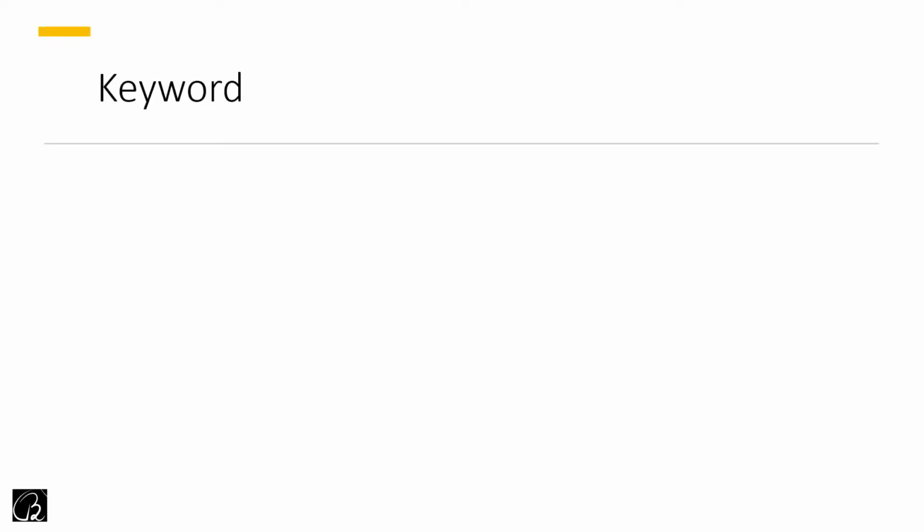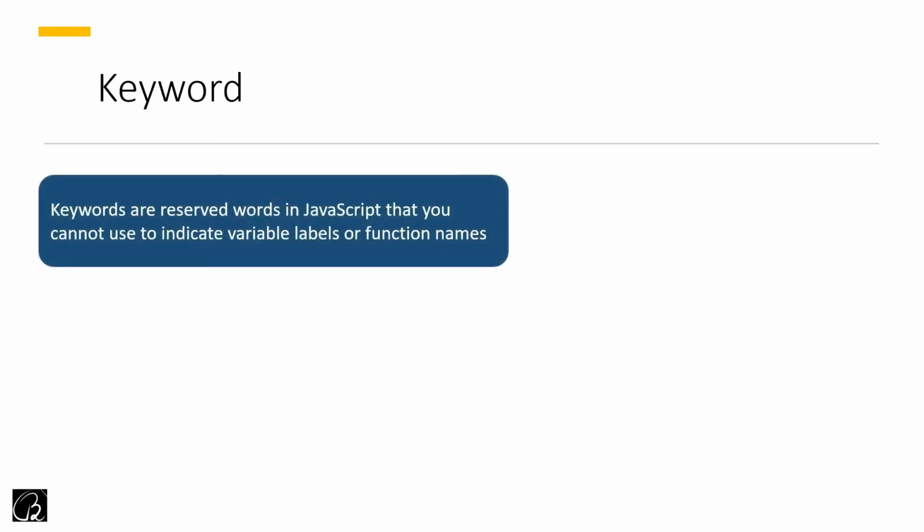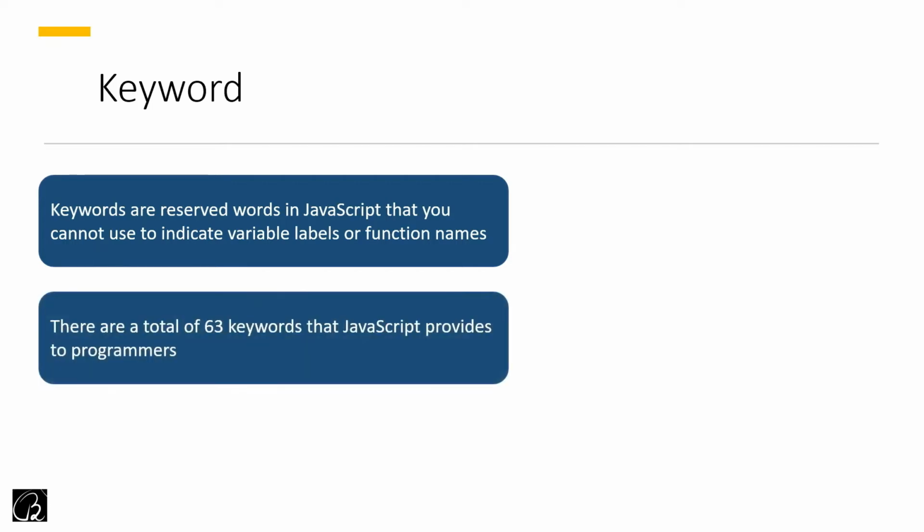Let us first understand the concept of keyword. Keywords are reserved words in JavaScript. They have a special meaning in JavaScript. You cannot use them to give a label to a variable or function name. Okay, makes sense? We have a total of 63 keywords that JavaScript provides to programmers. Ideally, this number keeps on growing as we get multiple updates in JavaScript, so it is not fixed.